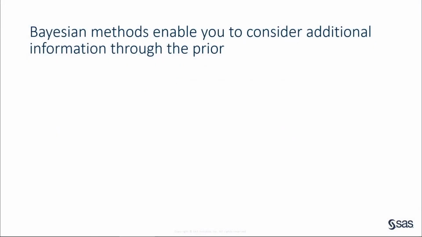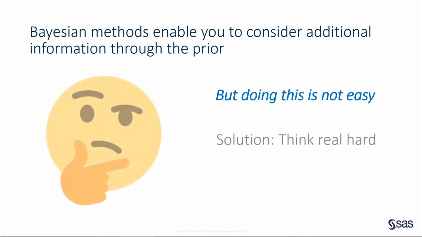Bayesian methods allow you to take into account information in addition to the data through the prior, but it's not easy to do. Computationally and mathematically, it's not a problem, but conceptually, it is quite difficult to translate outside sources of information or vague intuitions into mathematically precise prior distributions. The solution is to think real hard about your priors.